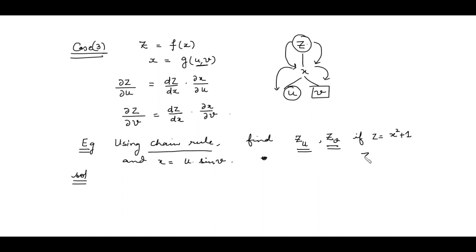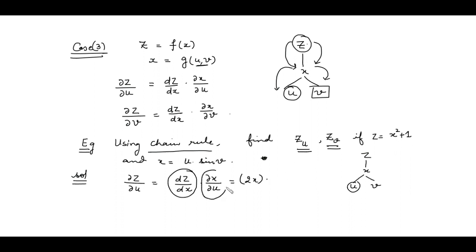Now just see, since z is a function of x alone and x is a function of u and v both, if we want to find the partial derivative of z with respect to u, this comes out to be the derivative of z with respect to x and take the derivative of x with respect to u. So what is the derivative of z with respect to x? This is 2x. And what is the derivative of x with respect to u? This is sine v. Now you can substitute the value of x over here. So this is 2u sine square v.